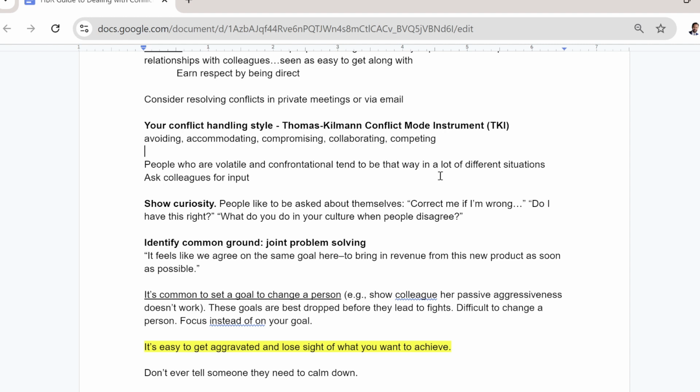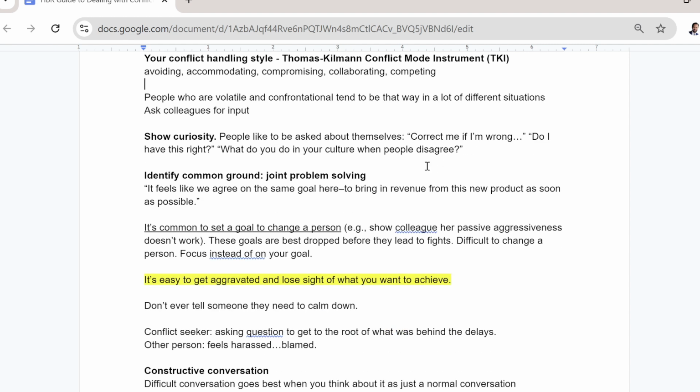People who are volatile and confrontational tend to be that way in a lot of different situations. So you can ask colleagues for input. So for example, does Sam normally get upset like that? And then you can get a better perspective. It also helps you depersonalize the situation, because if someone is generally confrontational, then it's not really about you, it's about them.